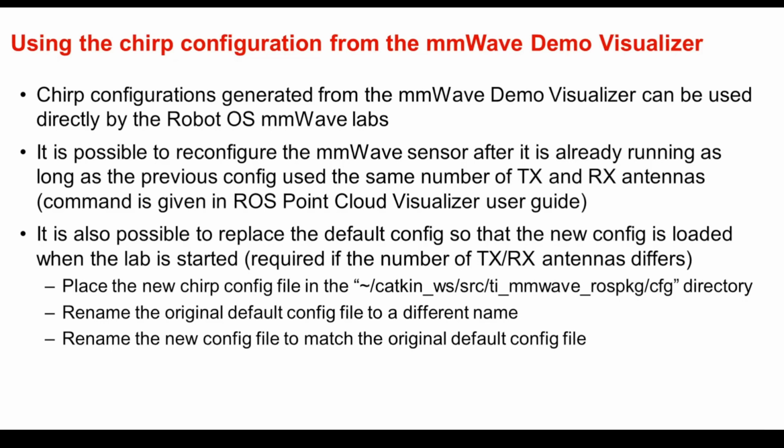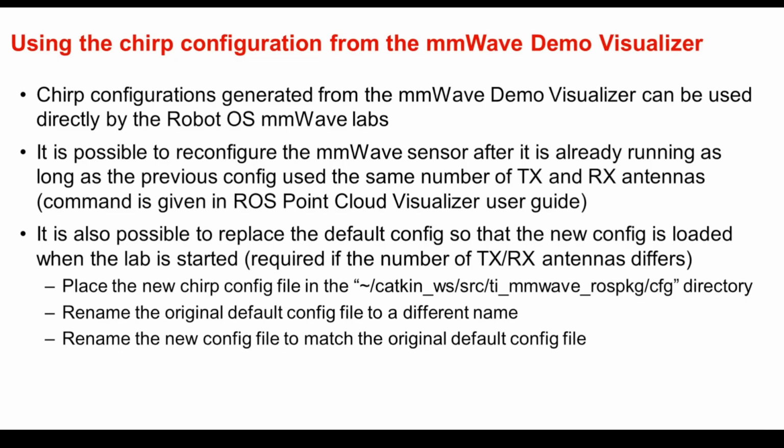The second method is to replace the default config so that the new config is loaded whenever the lab is started. This is required if the number of transmit and receive antennas differs from the original default configuration. To do this, place the new chirp config file in the catkin workspace /source/ti mmWave ROS package /cfg directory, which holds the chirp configurations for the lab. Next, rename the original default config file to a different name.